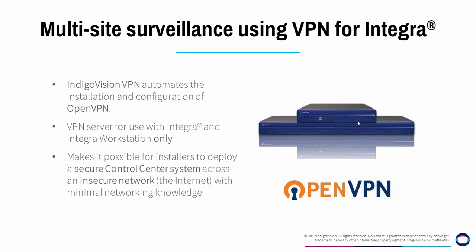So with Integra, we developed what we've called IndigoVision VPN, or VPN for Integra, as a secure remote access solution for Integra. OpenVPN is an open source standard VPN system that is very widely used and well adopted worldwide, throughout the IT community. So we've chosen that as our preferred VPN solution and built a package that installs that and configures it for use with Integra. This makes it possible for installers to deploy a secure control center system with remote access over the internet, really with minimal networking knowledge.